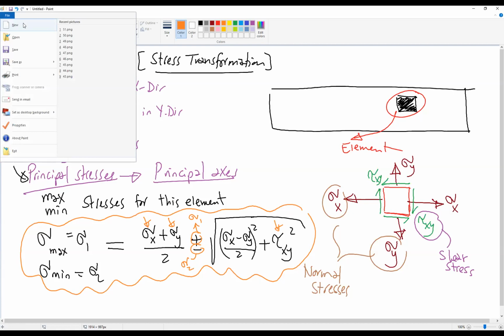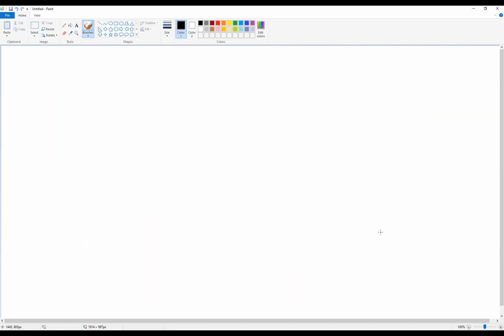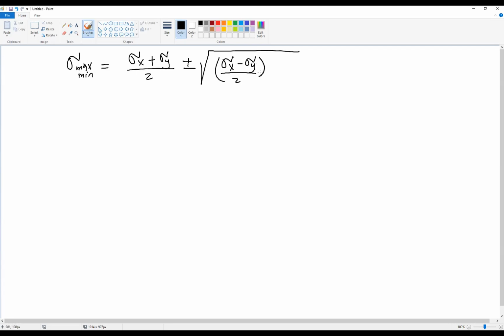So again, sigma max/min equals sigma x plus sigma y divided by 2, plus or minus the square root of sigma x minus sigma y divided by 2 to the power 2, plus tau xy to the power 2. We should know the sign convention for sigma x and sigma y.